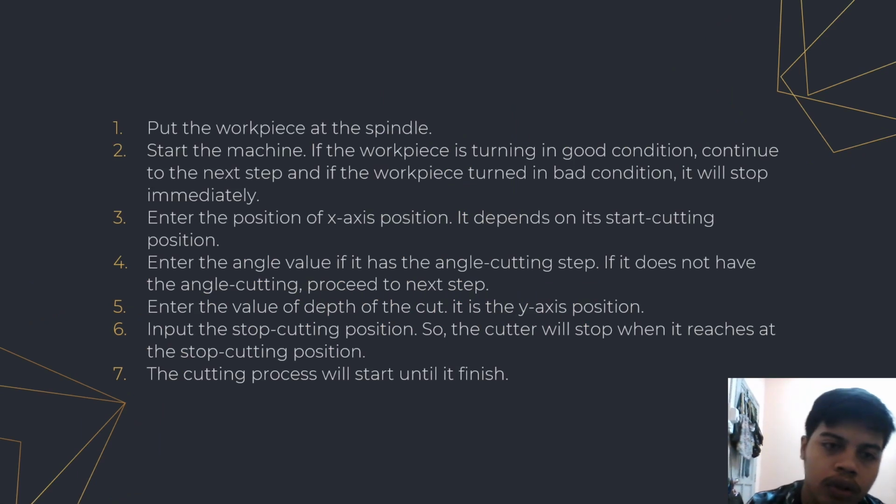Second, pseudocode. Pseudocode is about how the program works. First, put the workpiece at the spindle and then start the machine. If the workpiece is turning in good condition, continue to the next step, and if the workpiece turns in bad condition, it will stop immediately. Third, enter the axis position. It depends on its start cutting position. Fourth, enter the angle value of it. It has the angle cutting step.